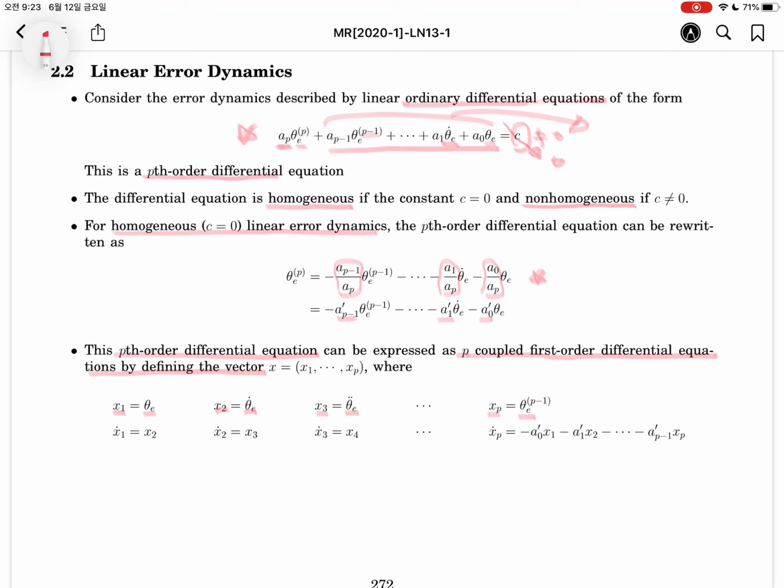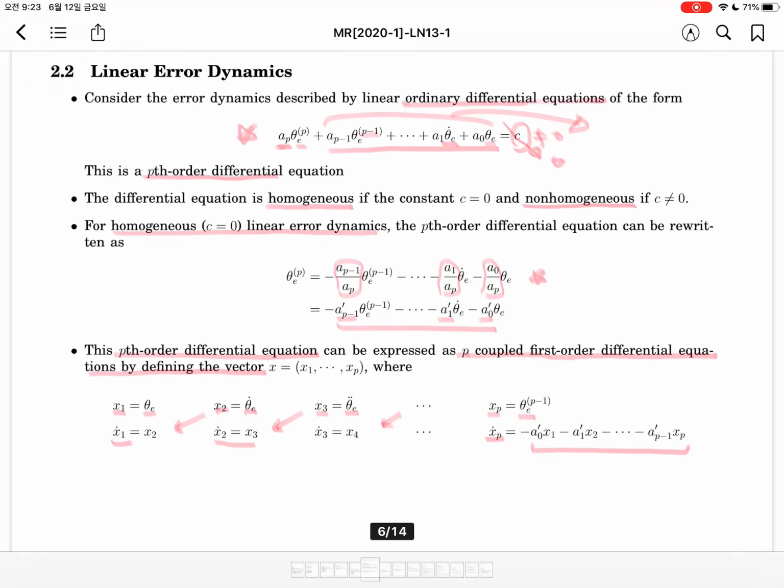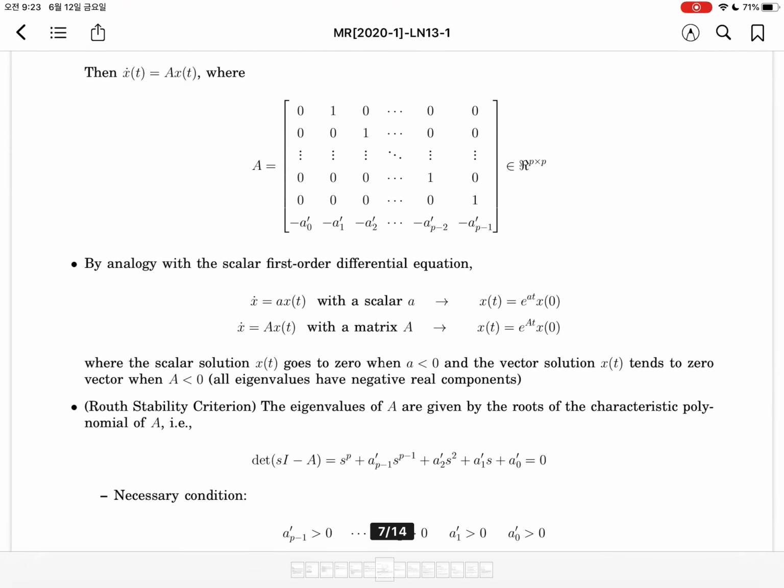Okay, and then take the time derivative. For every state variable, x1 dot will be x2, x2 dot will be x3. Like this, we can assume the remaining variables. The xp dot is equal to this equation, so we will write it down like this. It's not difficult. It's a typical way to derive the first order differential equation using the state vector.